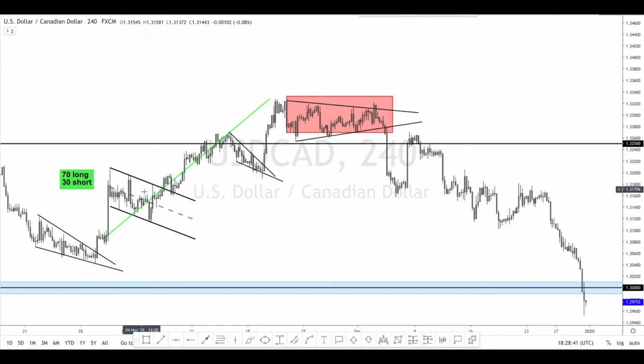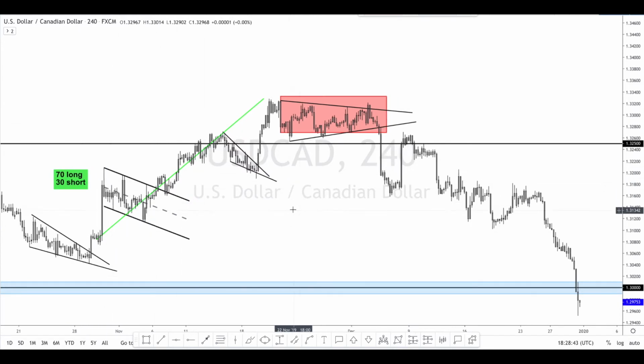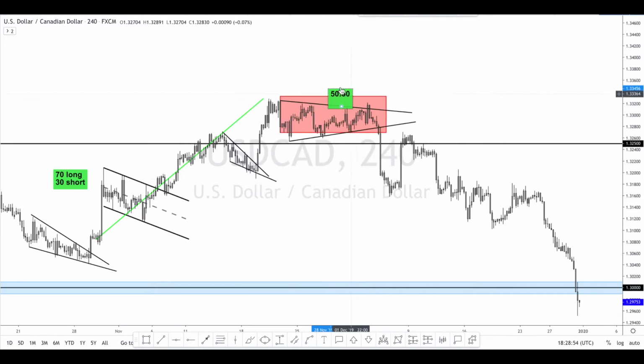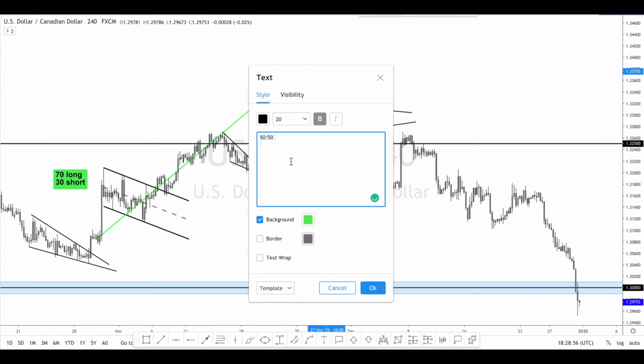That's why we're having standard pullbacks, but we just keep going long. When we get to this point in price, it's now become 50-50. So you have to understand that people that were long are now not as long as they were.